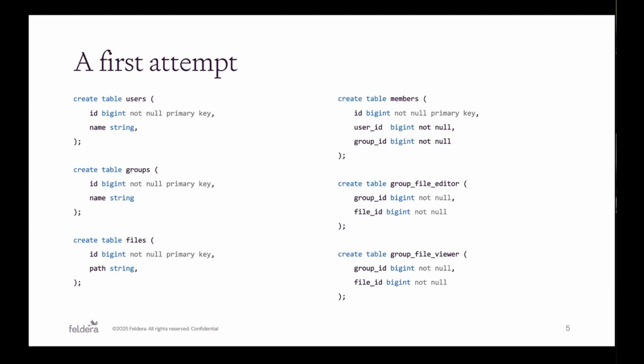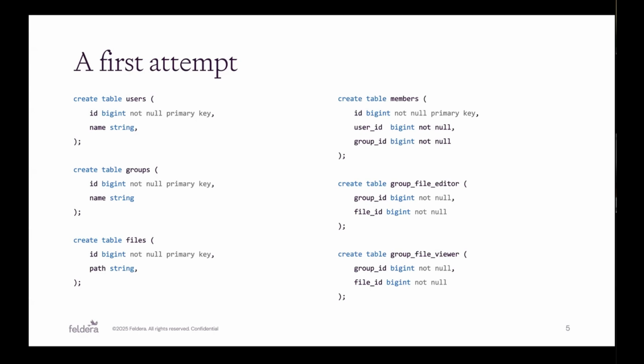which represents which user is in which group. So a user can be in many groups, and the group can have many users. So this is an M-to-N relationship. We can have a group file editor, which is which file a group can write. And a group can write to many files, or a file can be in many groups. So that's also an M-to-N relationship.